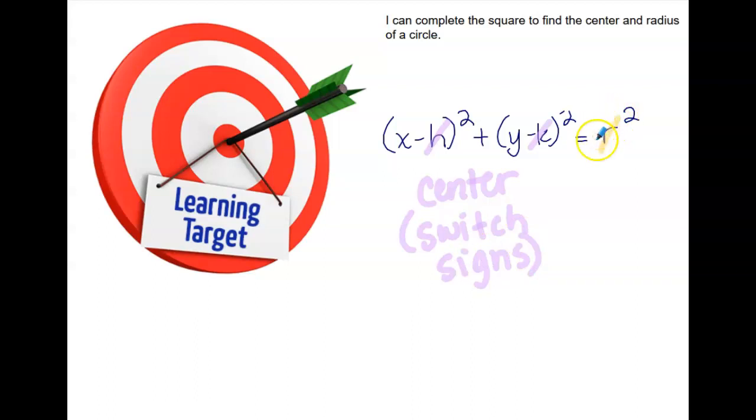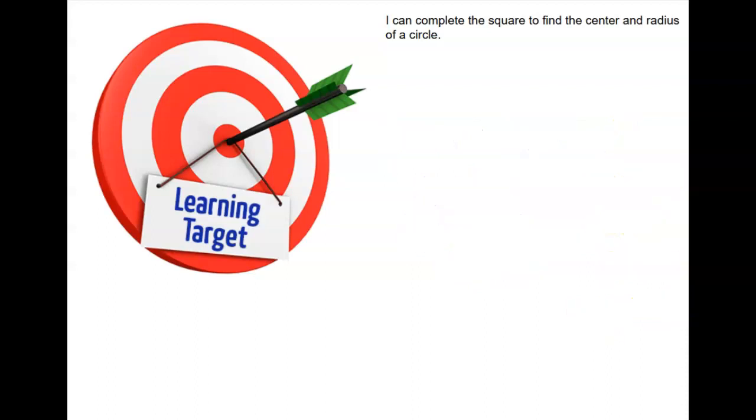The radius is just the number that is being squared. So if we write it as 3 squared, the radius is 3, not 3 squared. It's just the number without the squared sign on it. So hopefully we'll be able to get to some examples like that.